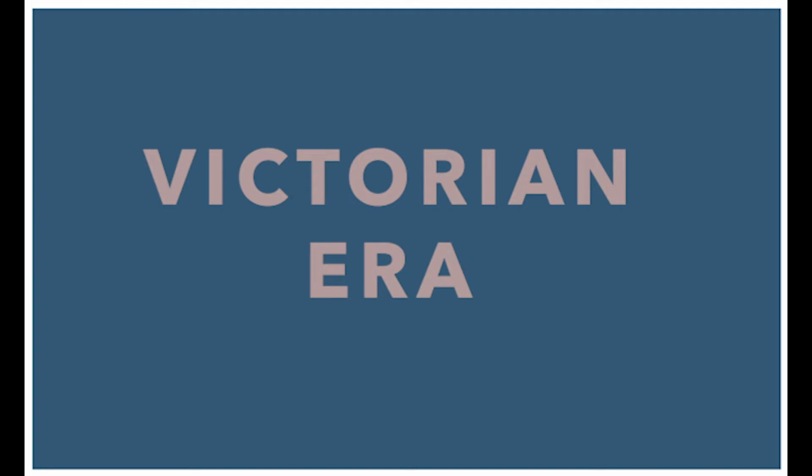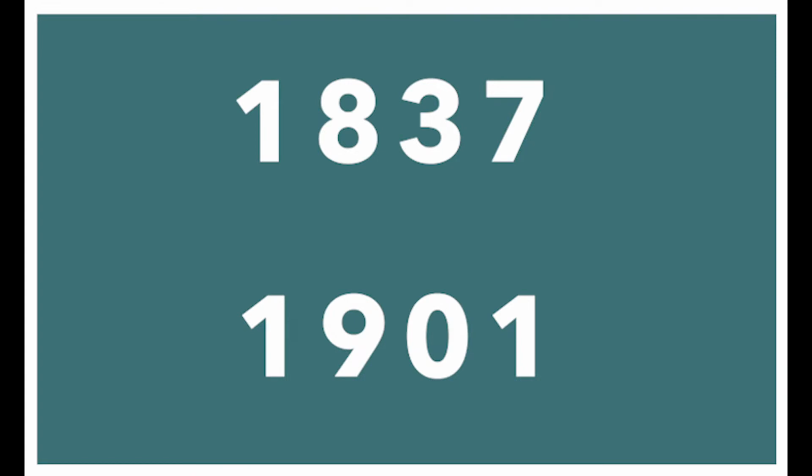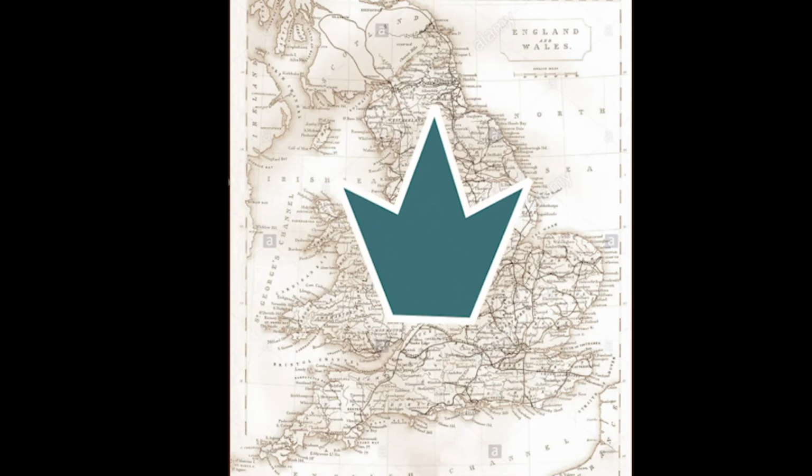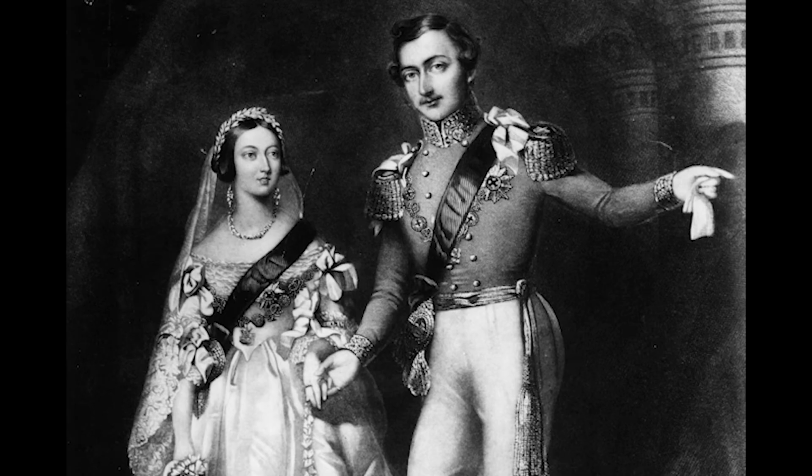The 1830s began the Victorian era of fashion. This era included most of the time that Queen Victoria, who reigned from 1837 to 1901, was Queen of England. She was an important influence of fashion at this time, and she set the trend for a bride to wear a white wedding dress.